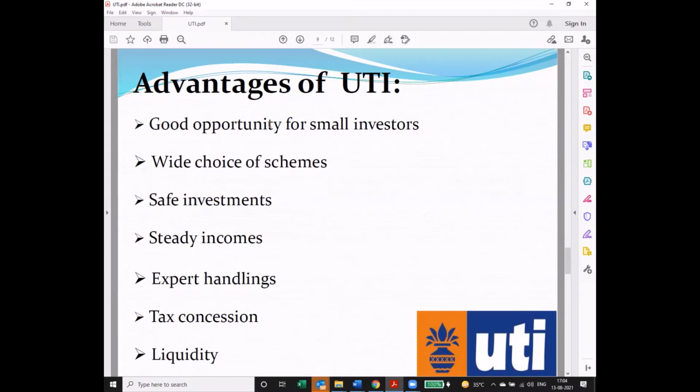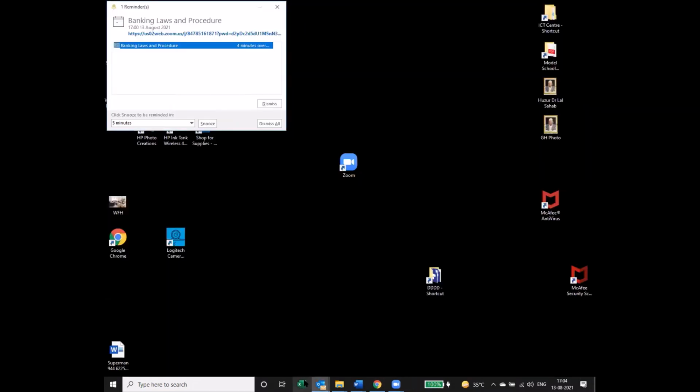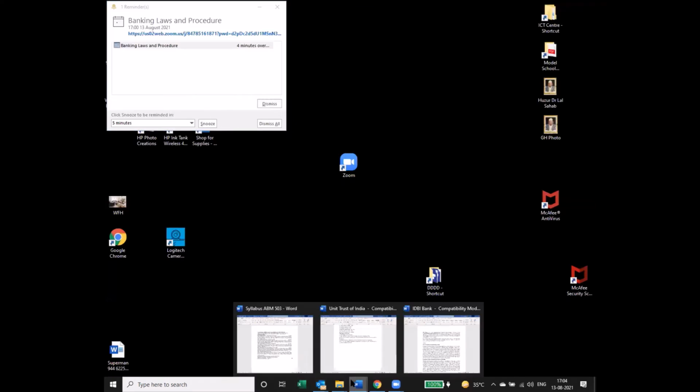So these are some of the examples of Unit Trust of India and how Unit Trust of India functioned and how it provided benefits, etc. So that's how UTI worked. This is a small thing that we did on UTI. Let's have a quick look at IDBI Bank.